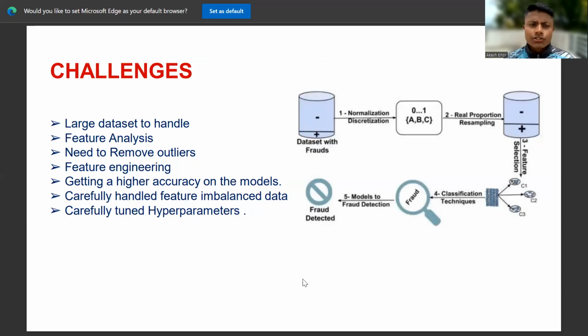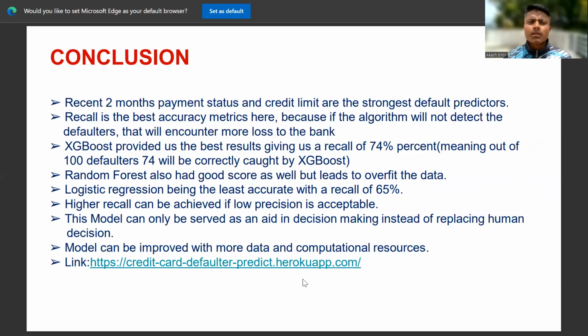Challenges. A large dataset to handle, feature analysis, the need to remove outliers, feature engineering, getting a higher accuracy on the models, imbalanced data that must be carefully handled, and carefully tuned hyperparameters. And last one, conclusion. Recent 2-month payment status and credit limit are the strongest default predictors.